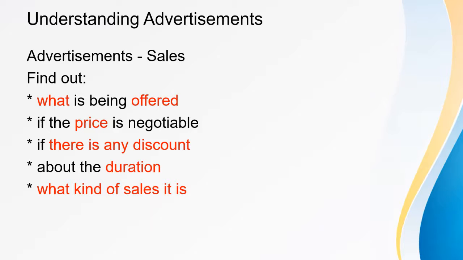Class, let us continue. If the advertisement is about sales, right? Okay, we need to find out what is being offered. If the price is negotiable, if there is any discount, okay, about the duration, what kind of sales it is. Okay, it is about what? Mid-year sales, or year-end sales. How long duration? The duration here means, last for how long?